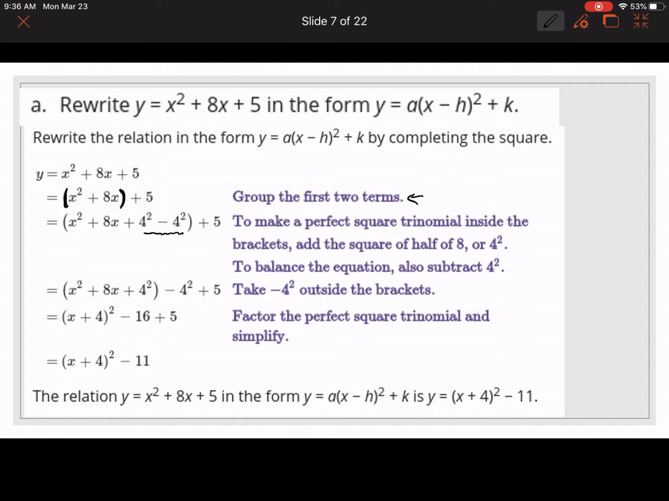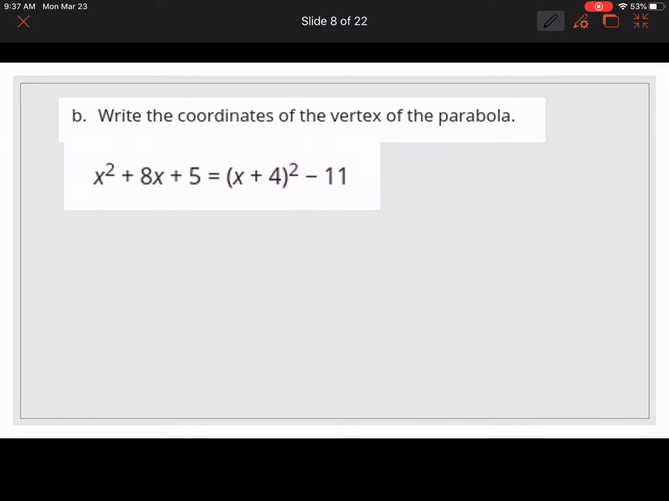So we've got this adding and subtracting. Take the negative 4 squared outside the bracket, and why we've got that in a separate step will make sense in the next example. Factor the perfect square trinomial and simplify. So basically exactly the same. So now we want to write the coordinates of the vertex of the parabola. So we know our regular equation is y equals a times x minus h all squared plus k.